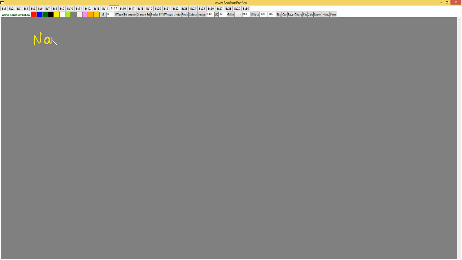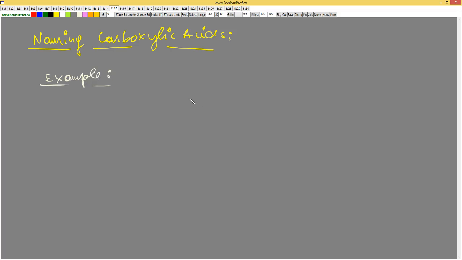So now the nomenclature, or naming carboxylic acids. They are weak acids. So, for example, I want to name this one: CH3, CH, CH3, CH2, and the carboxyl group COOH.